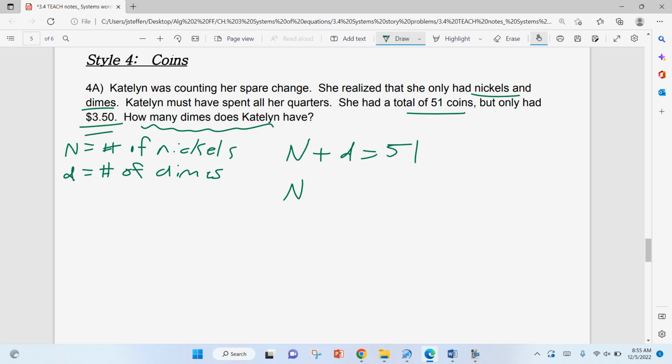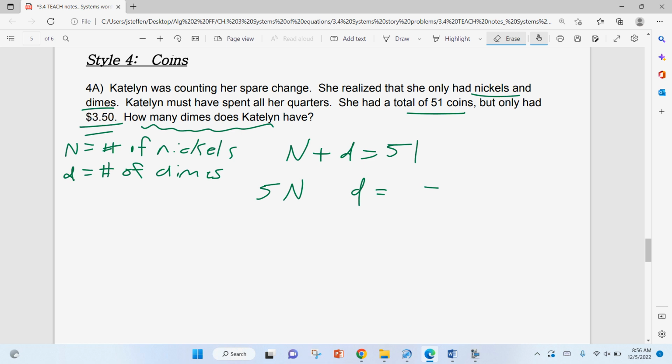Now, this is where you can either put what the nickels are worth in cents. So nickels are worth, don't write this down, 5 cents, dimes are worth 10 cents. If you do it that way, that's fine, but you have to remember that $3.50 is 350 cents. Honestly, if you want to do it that way, that's what I would recommend. However, the problem is a lot of students forget that and they put 3.5.